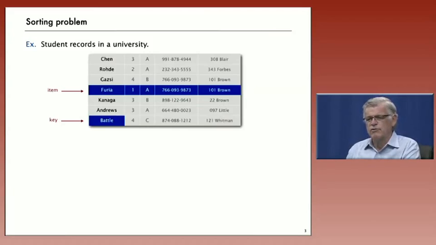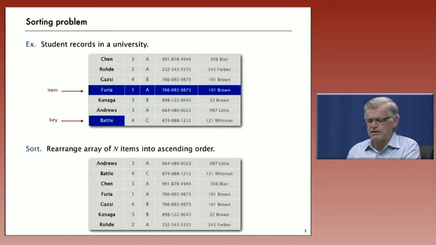But in particular, there's a piece of a record called a key. And what we want to do is put the records into order according to the key. That's the sort problem: rearrange an array of n items into ascending order according to a defined key, which is part of the item.